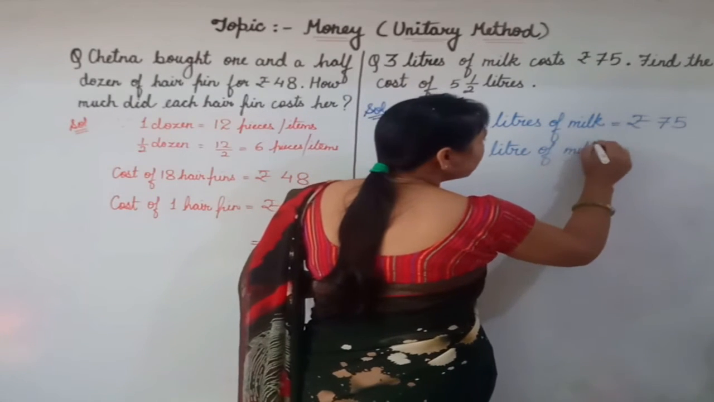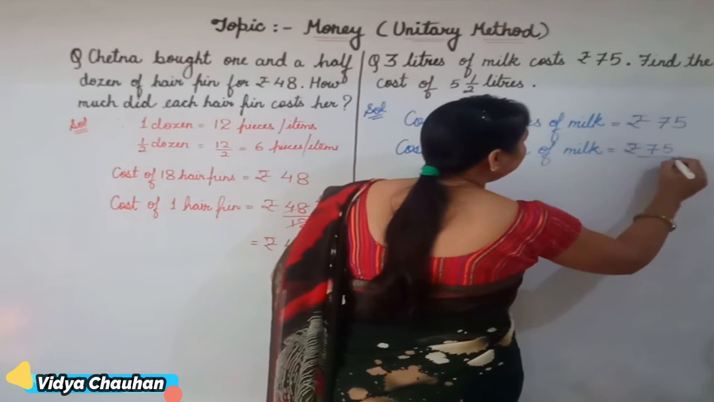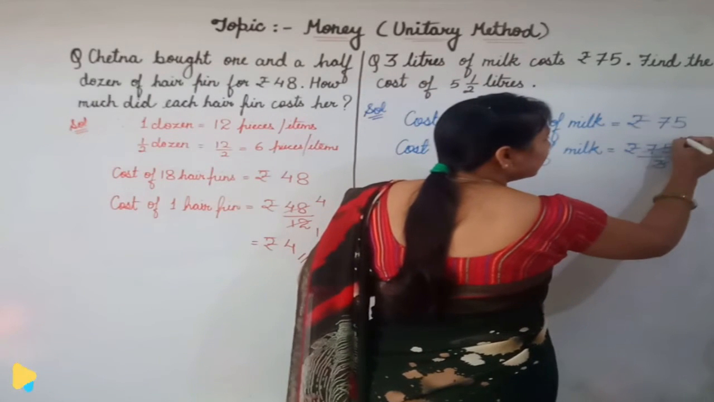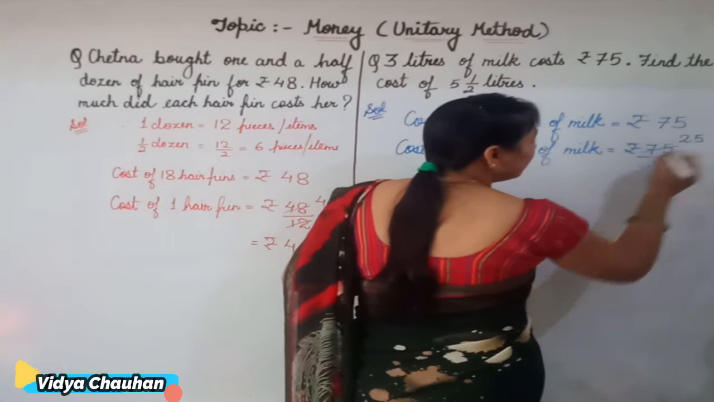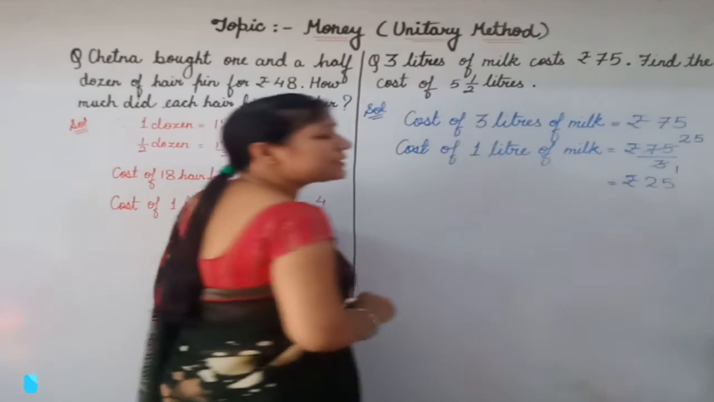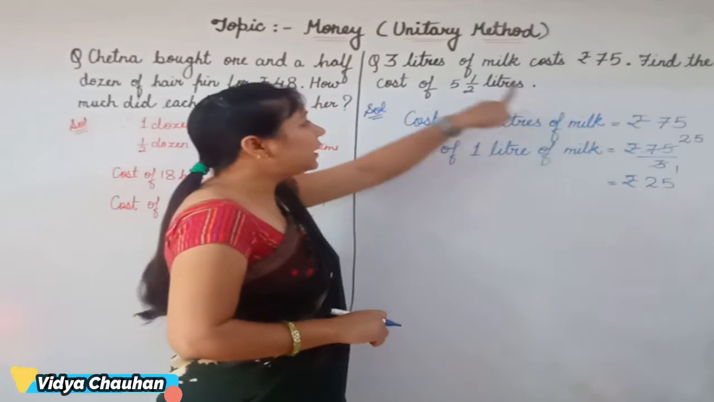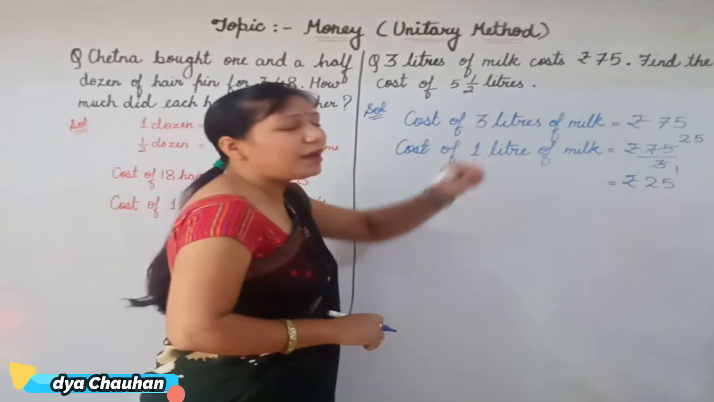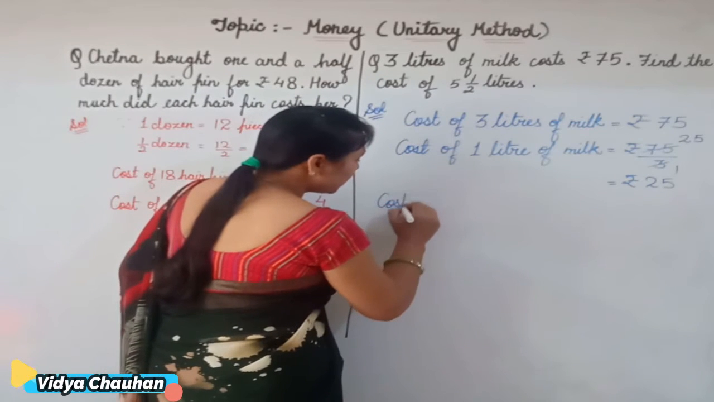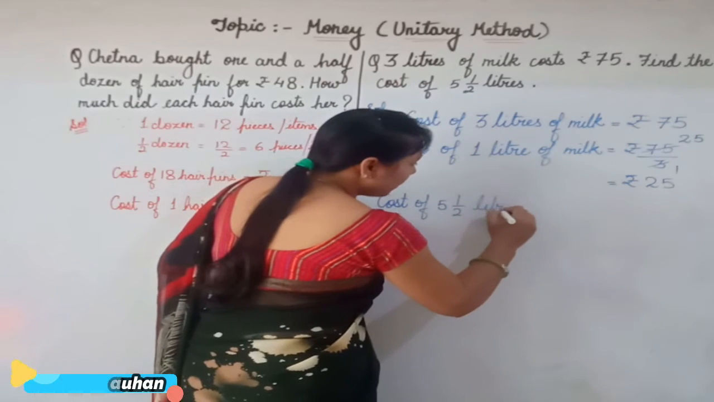So what will be the cost of 1 liter of milk? Rupees 75 divided by 3. When you divide, 3 ones are 3, 3 twos are 6 and 3 fives are 15. So the cost of 1 liter of milk is rupees 25. That we have calculated, but our condition is to find the cost of 5.5 liters of milk. So in the next step, what will be the cost of 5.5 liters of milk?